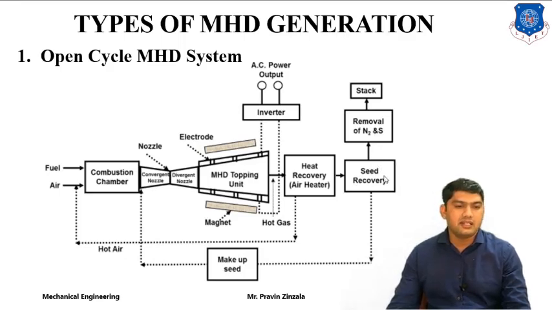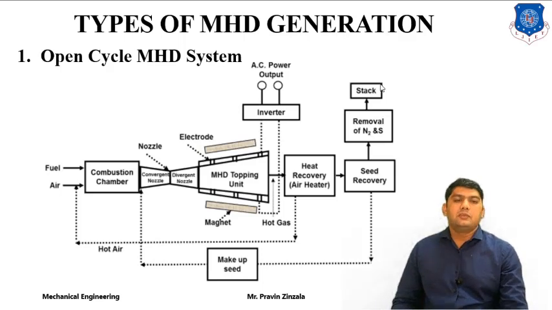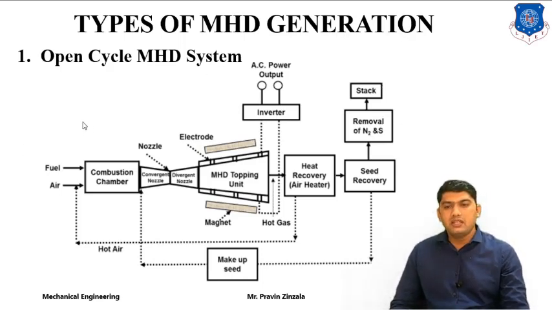Here the discharge temperature is very high, so this temperature we can also utilize for power generation. Remaining gases will go to the removal of nitrogen and sulfur content. Then the gas will go to the stack or chimney and from the chimney to the atmosphere. So this is the basic cycle of MHD power generation, the open cycle MHD power generation. In open cycle, we take air and fuel from the atmosphere, supply them to the combustion chamber, and exhaust to the atmosphere. This is our basic principle of MHD power generation.